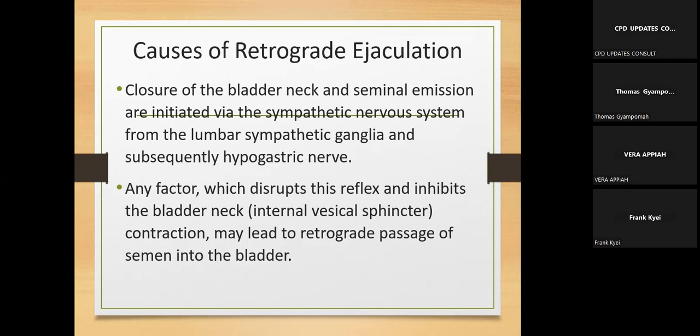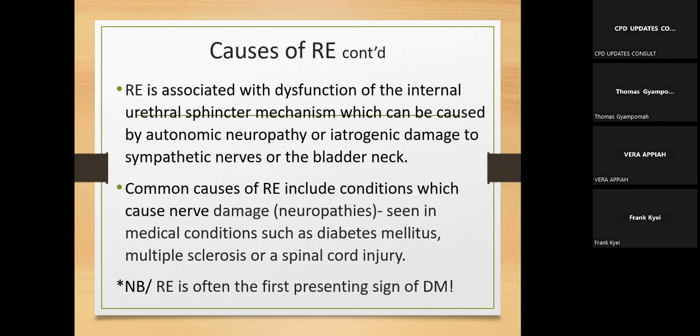Closure of the bladder neck and seminal emission are initiated via the sympathetic nervous system. So if there's anything that is disrupting this reflex action, then there could be retrograde ejaculation. We said this. All right. So RE is retrograde ejaculation. It's also associated with dysfunction of the internal urethral sphincter. Like we said, the internal urethral sphincter should be able to open and close.